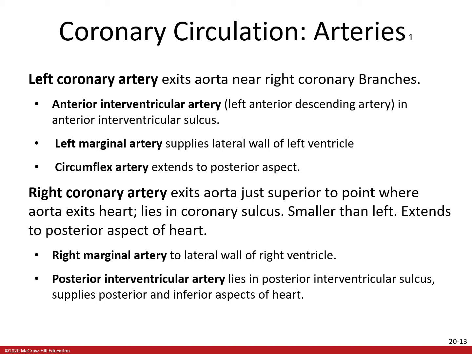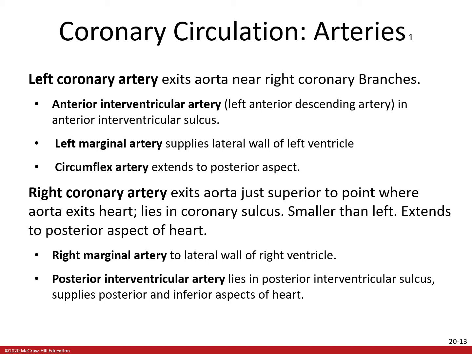So we have the left coronary artery, which is going to exit the aorta near the coronary branches. We have the anterior interventricular artery. This is going to be in the anterior interventricular sulcus, which is going to be that little depression going down the middle of the heart on the front. You have the left marginal artery, which is going to supply the lateral wall of the left ventricle with highly oxygenated blood. And then you have the circumflex artery, which is going to extend to the posterior aspect of the heart.